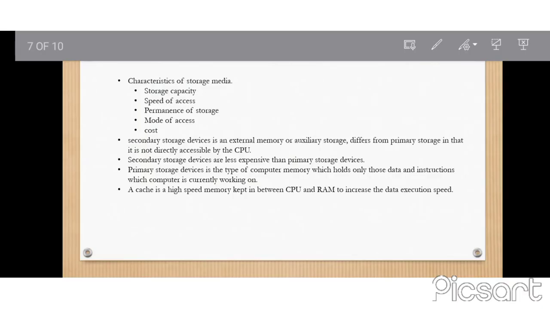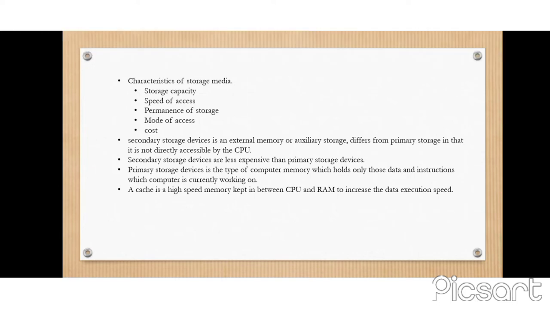We also have the characteristics of a good storage media, whereby the first characteristic of a good storage media is the storage capacity. A good storage media must have a large capacity of storing data, must have a good speed of access and returning data from each. We also have to consider the permanence of storage, whereby a good storage media must be able to store data permanently.